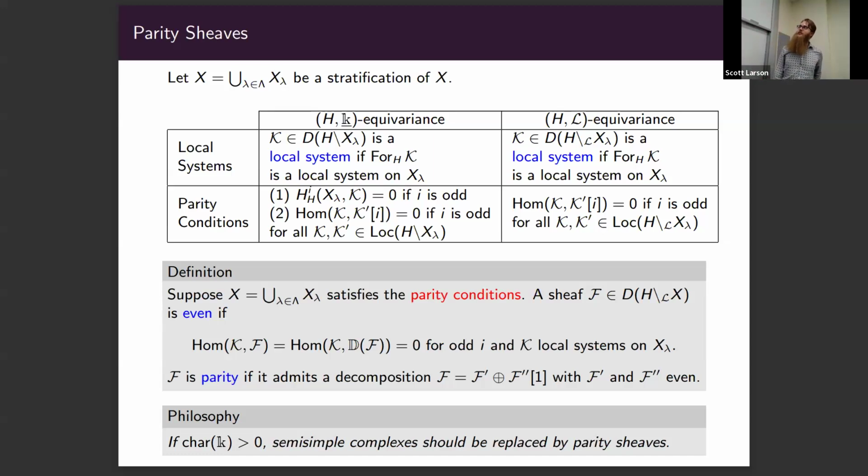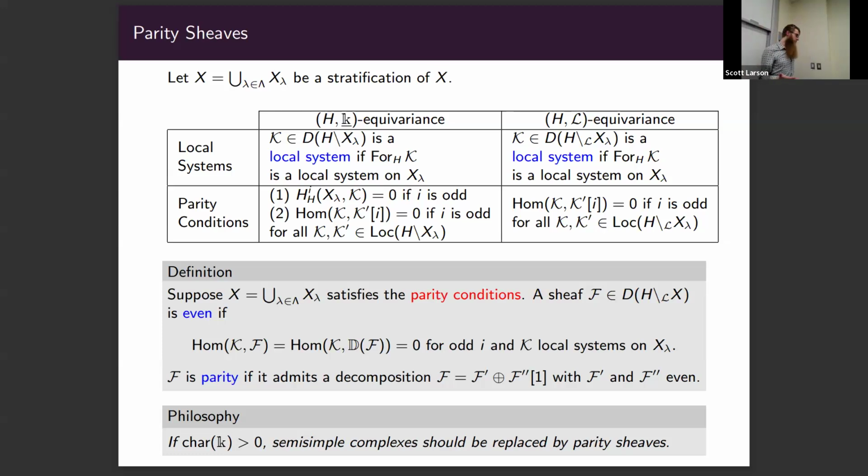I'm saying that in kind of a tautological way, but you have to make sense of what it means to be a local system on a stack, for instance. Anyway, from there, there are these parity conditions that one imposes on a space, and you need these parity conditions to hold in order to have a nice theory of parity sheaves. The usual way this goes is that you ask that the cohomology of your spaces is concentrated in even dimensions, and that there are no odd dimensional extensions of local systems. So that's what those first two conditions on the left are saying.